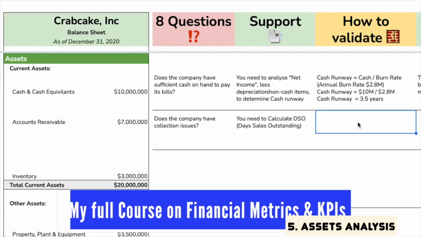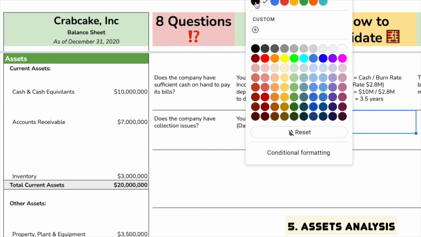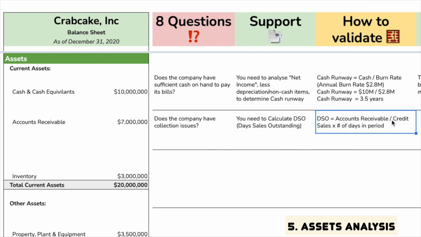In this case, you need to calculate DSO, and the way to do it is to take accounts receivable divided by credit sales and multiply that by the number of days in the period, or in this case, in the year. When you do that for Crab Cake Inc., you'll end up with $7 million in AR divided by $44 million in credit sales, multiplied by 365 days in a year. You get 58 days.